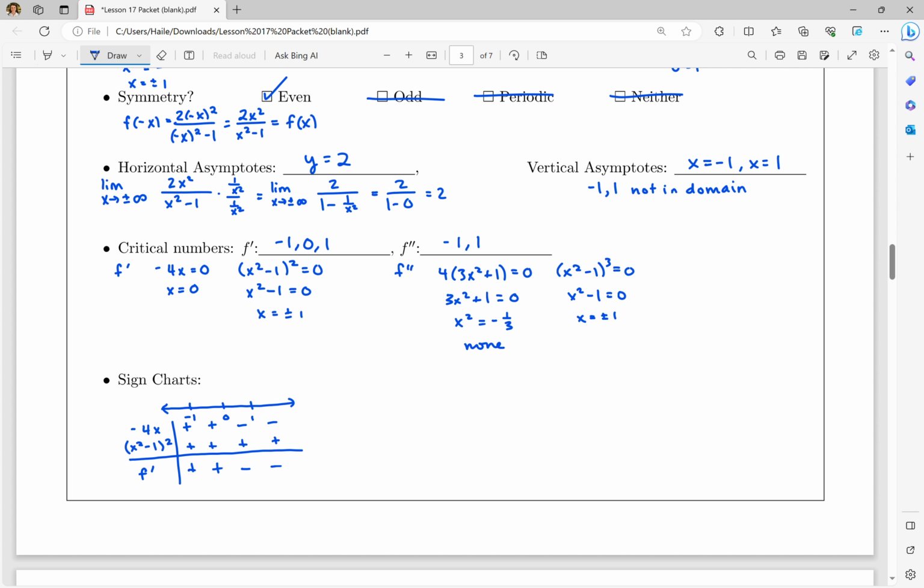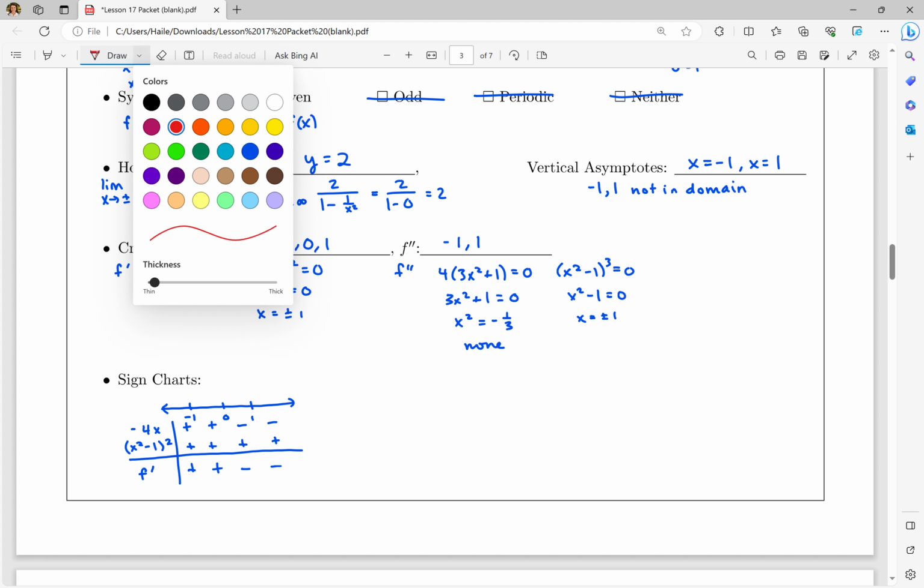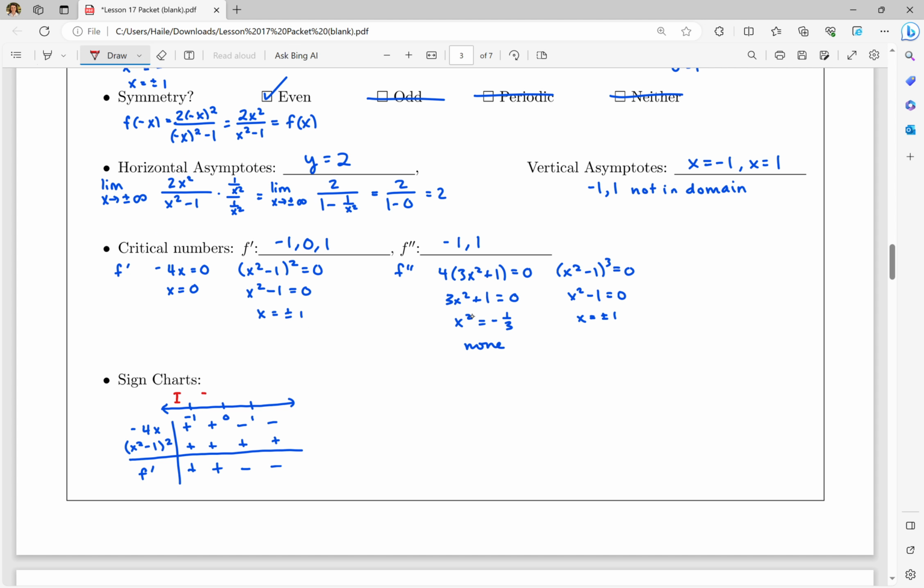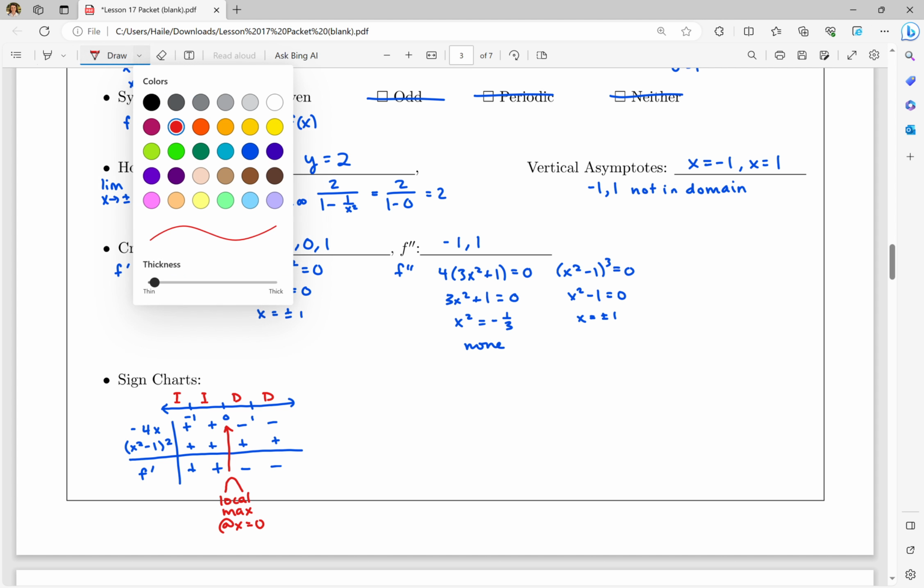So what this tells me is I have increasing on the left, decreasing on the right. So if we're going from increasing to decreasing, a local max is at x is equal to 0. Okay, let's do our second derivative.